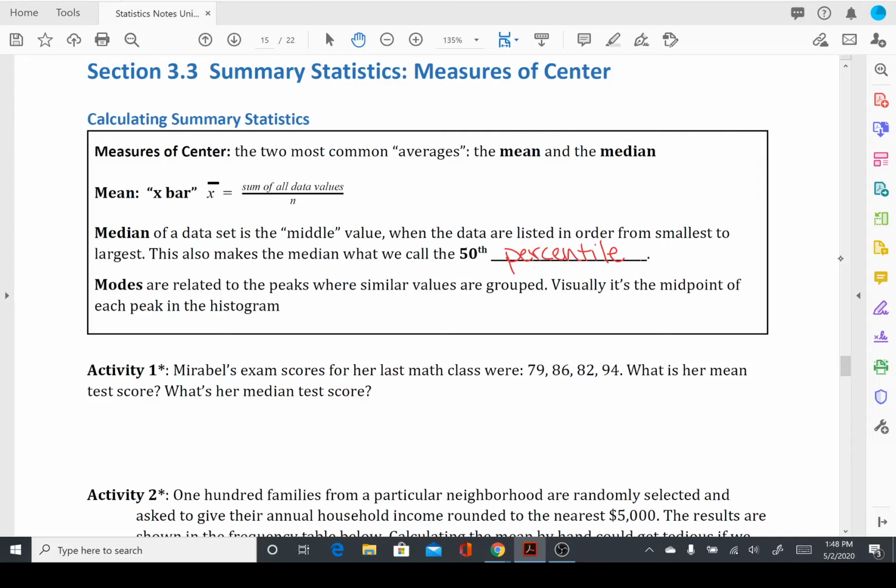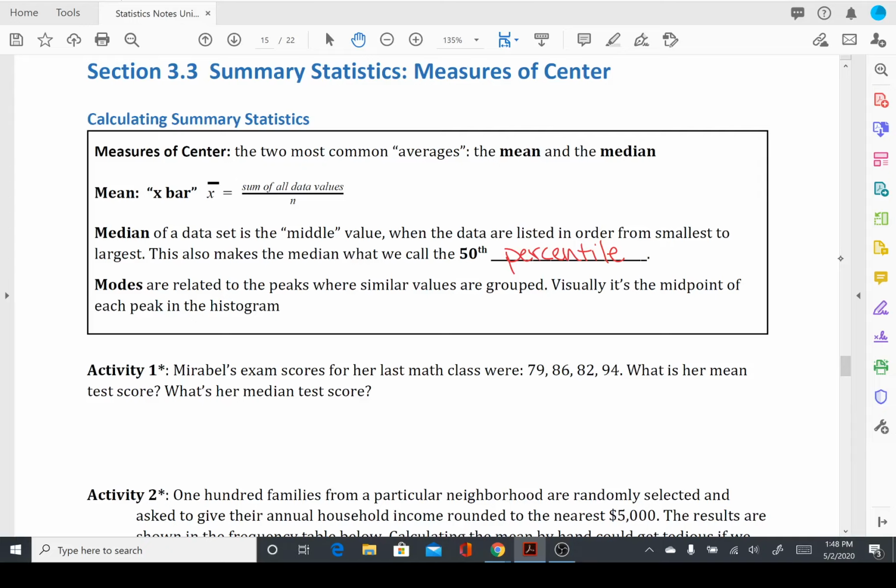Activity 1, I'm going to have you do. Mirabelle's exam scores for her last math test were 79, 86, 82, and 94. What was her mean test score? What was her median test score?